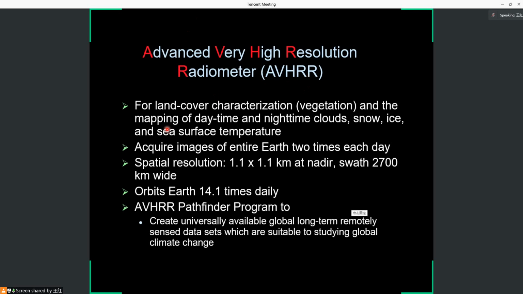AVHRR is also used for land cover characterization and the mapping of daytime and nighttime clouds. It can collect data 2 times a day, but its spatial resolution is lower, 1.1 kilometers, while Landsat TM is 30 meters. This is 1.1 kilometers, so much lower.